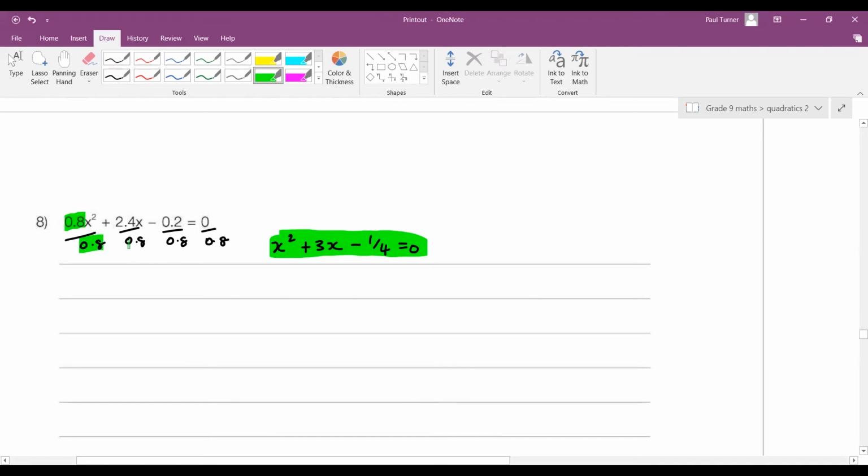So divide everything by 0.8, which will make this term cancel, and then these can be divided. You can use a decimal there too if you want. So in this one, we would have x squared plus 3x equals a quarter. The middle number is 3, so halve and square that. 9 on 4. So put this number in. X squared plus 3x plus 9 on 4 equals a quarter plus 9 on 4.